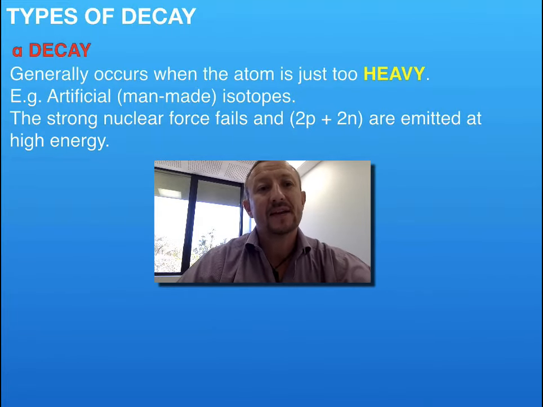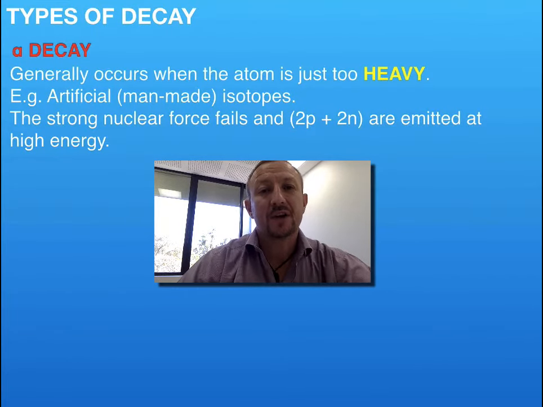released. Now we already know that we've got three main types of radioactive decay. We've got alpha, we've got beta, and we've got gamma. So we're now going to pull those together and look at how they're utilized within the equation. So the first one we're going to look at is alpha decay.